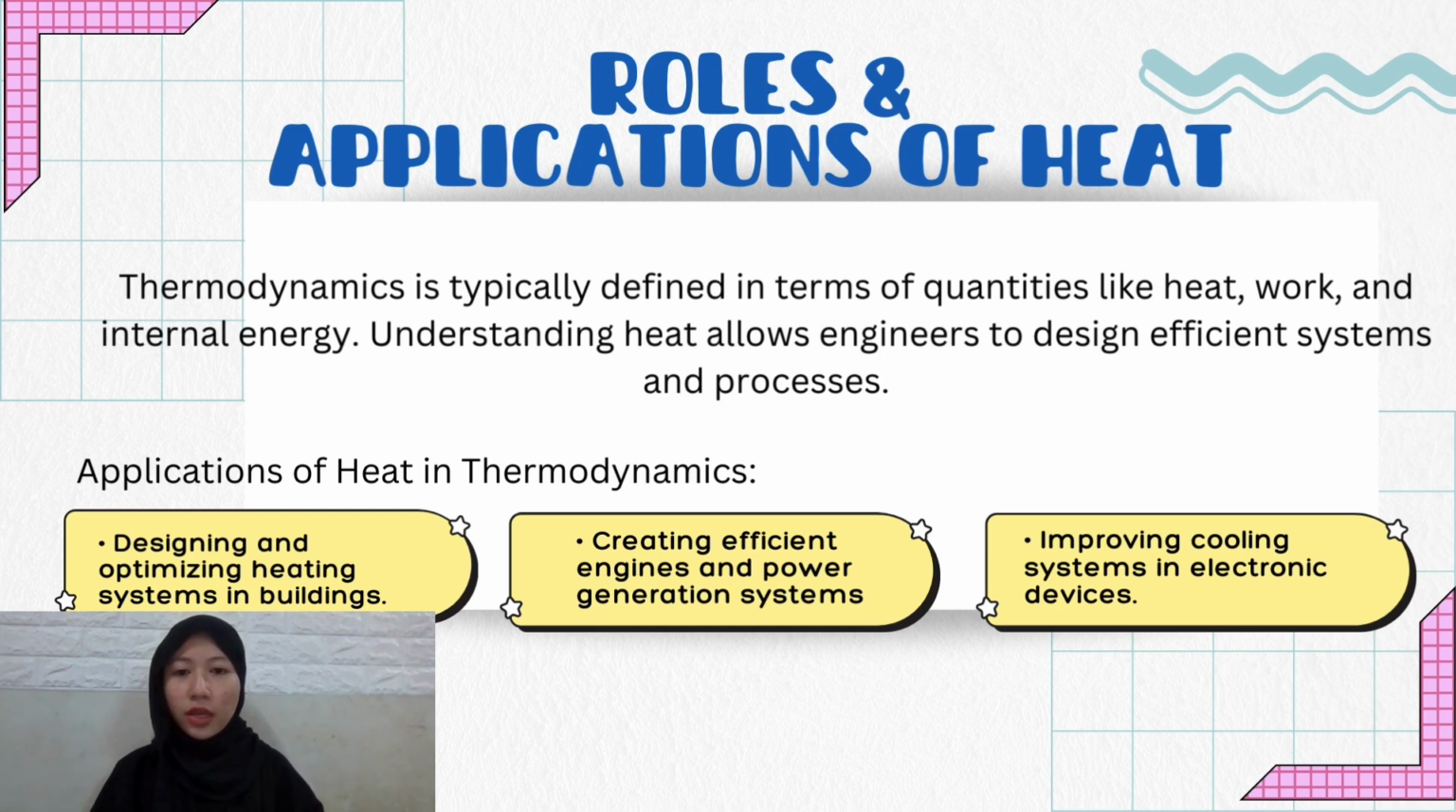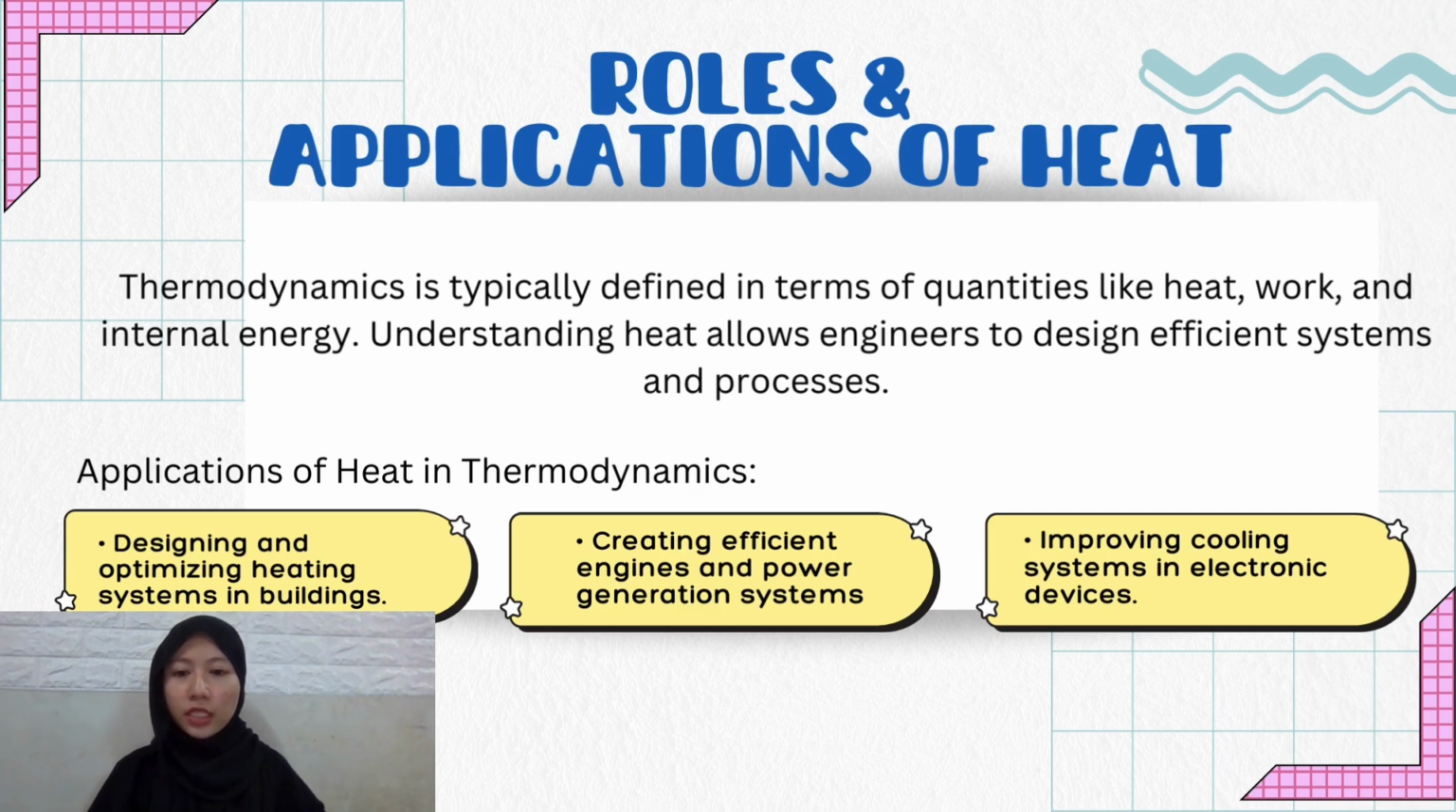First, designing and optimizing heating systems in buildings. Second, creating efficient engines and power generation systems. Heat is crucial in the operation of engines and power plants. For instance, internal combustion engines convert heat from fuel combustion into mechanical work. In power plants, heat generated from various sources such as fossil fuels or nuclear reactions is used to produce electricity.